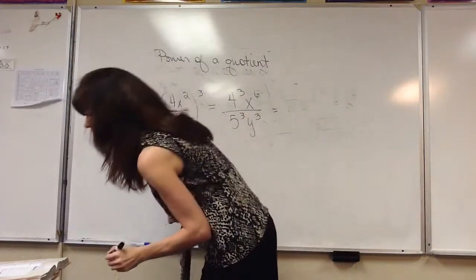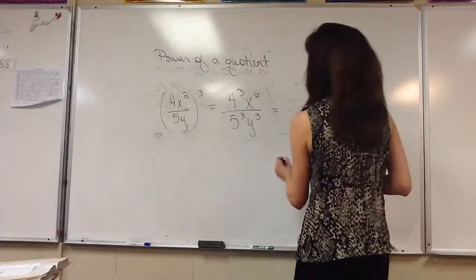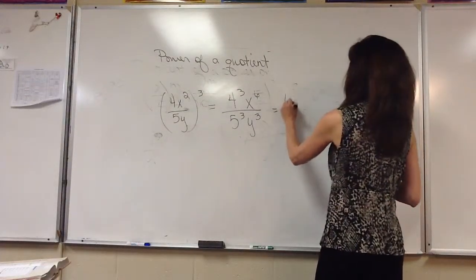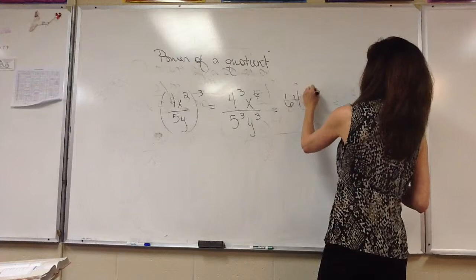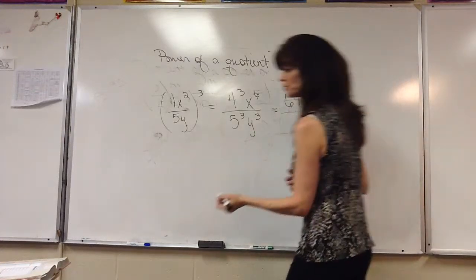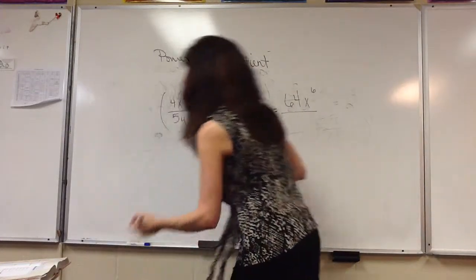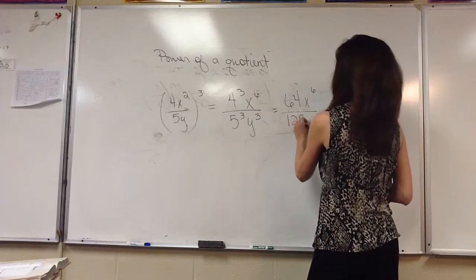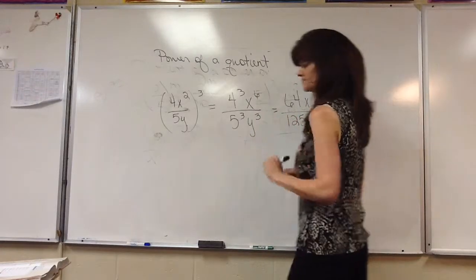And then if I evaluate this out, it's going to equal 4 to the third power is 64, x to the 6th power, 5 to the third power is 125, y to the third power, okay?